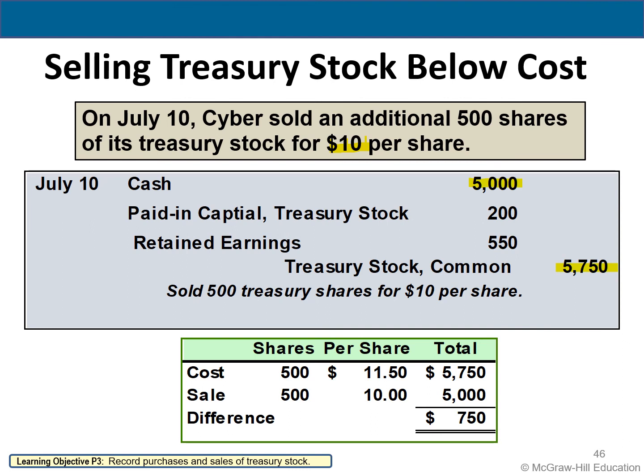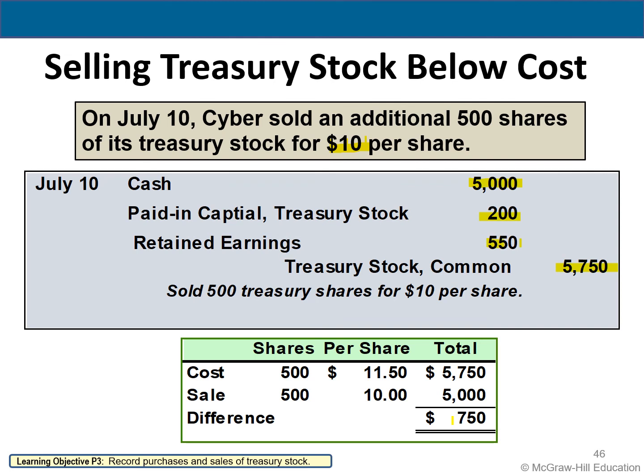So if we were using a T account for our paid-in capital treasury stock, we can't reduce it any further than the balance that we have. And all we had was $200. So we're going to debit our paid-in capital treasury stock account to take it to zero by $200. And then the difference is just going to be a reduction in retained earnings.